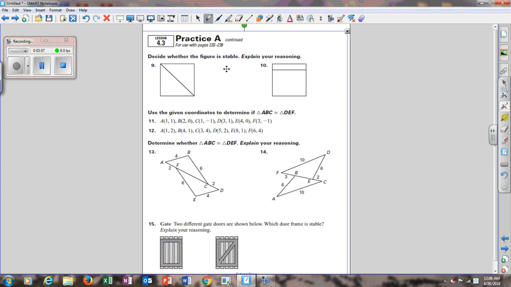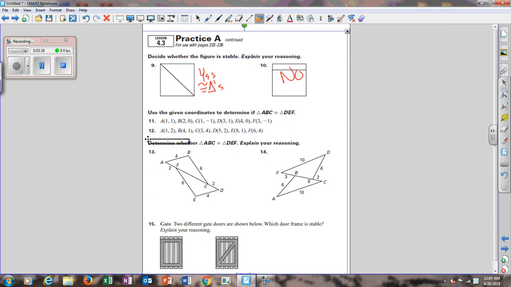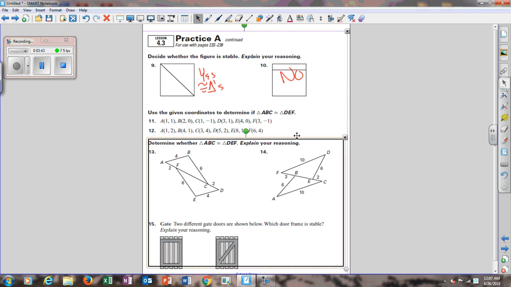Decide whether the figure is stable. Explain your reasoning. This would be yes, because it's congruent triangles. This would be no, because it could tilt over. So use the given coordinates to determine if triangle ABC is congruent to triangle DEF. This is really the only hard part of the entire section, because we have to use the distance formula for a bunch of these. It's still not that hard.